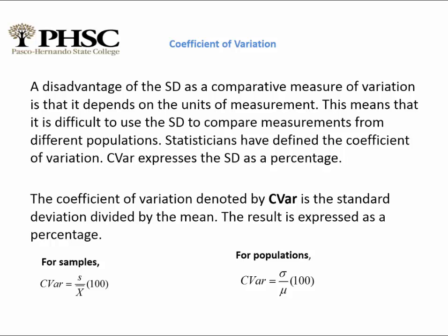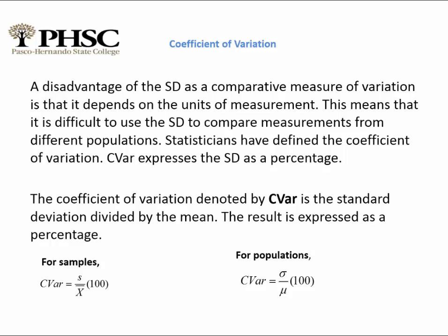So the next thing I'm going to talk about is coefficient of variation. Now, a disadvantage of the standard deviation as a comparative measure of variation is that it depends on units of measurement. So that means if I'm talking about millions of dollars, then my standard deviation is in millions of dollars. If I'm talking about feet, my standard deviation is in feet, and so on and so on. So this means that it's difficult to use standard deviation to compare measurements from different populations.